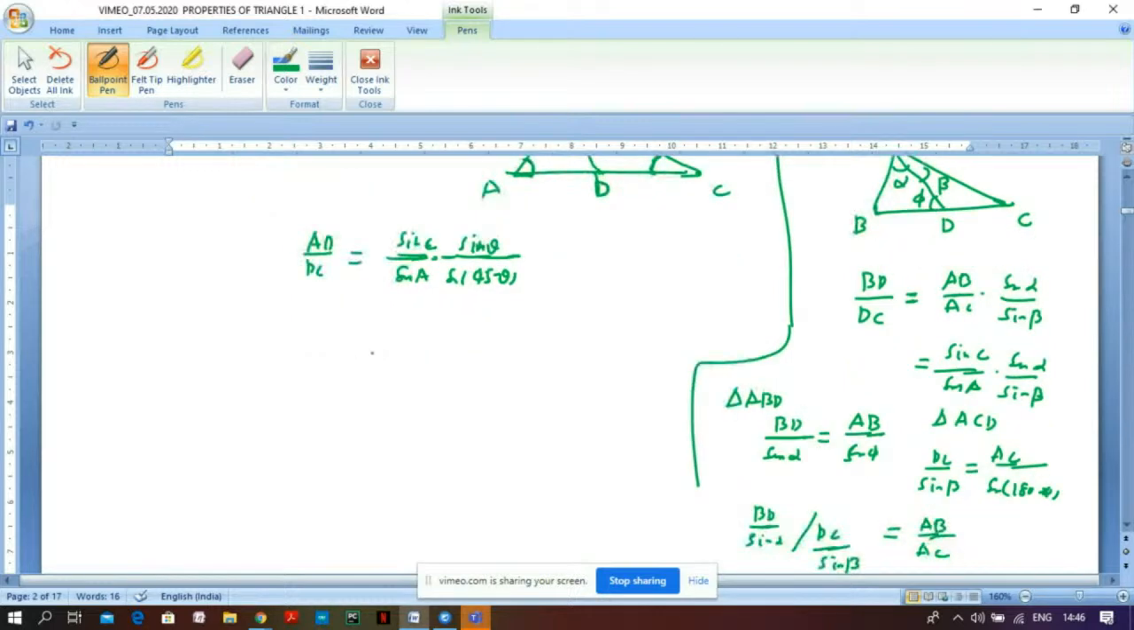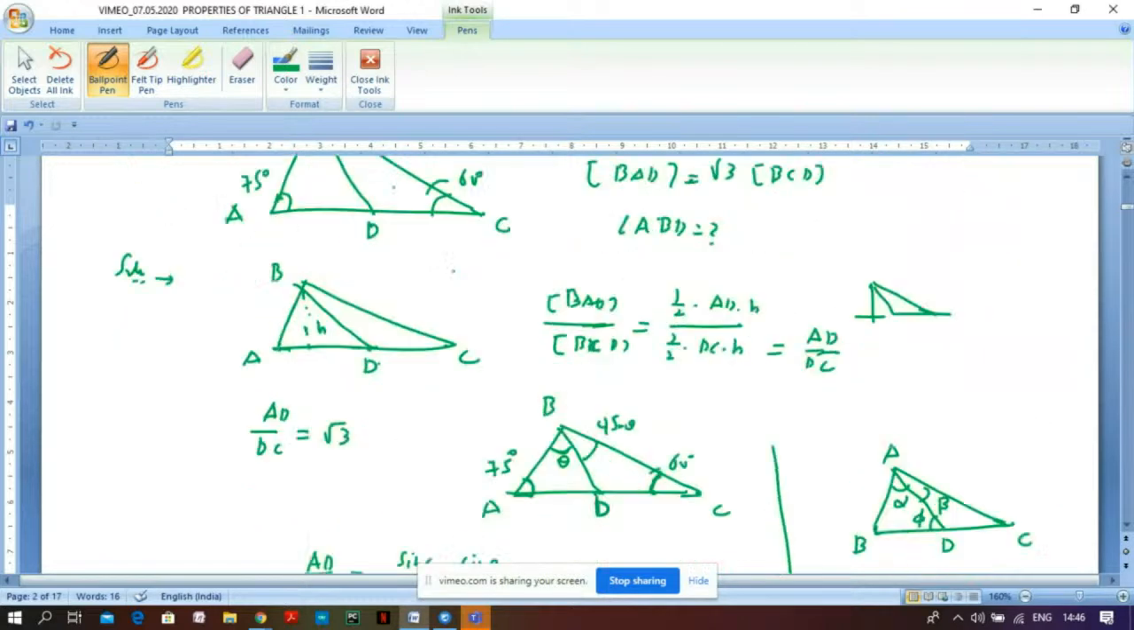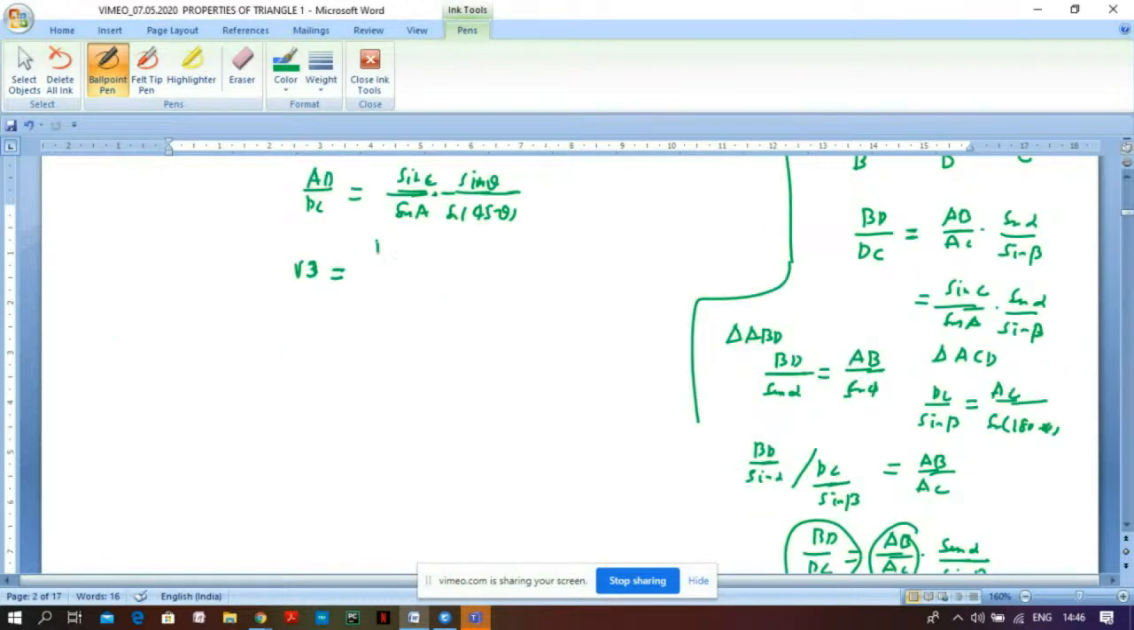And now it's time to plug in all the values. We are almost there. AD over DC is given to be root 3, so let's write root 3 here, because that we got by ratio of areas. Sine C over sine A: C is given to be 60, I assume. Let's check back. Yes, C is 60. So sine C is root 3 by 2. A is 75. Now sine 75 degrees is something you must be able to write quickly: root 3 plus 1 by 2 root 2.